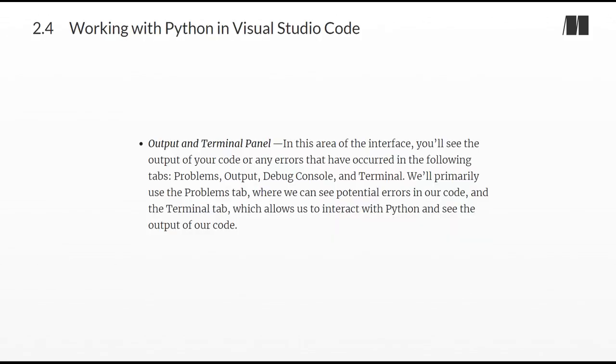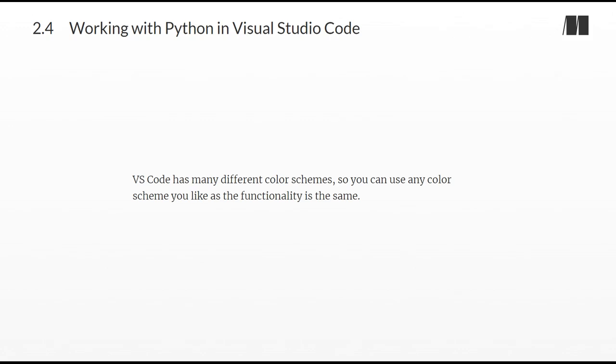Output and terminal panel. In this area of the interface, you'll see the output of your code or any errors that have occurred in the following tabs: Problems, Output, Debug Console, and Terminal. We'll primarily use the Problems tab, where we can see potential errors in our code, and the Terminal tab, which allows us to interact with Python and see the output of our code. VS Code has many different color schemes, so you can use any color scheme you like as the functionality is the same.